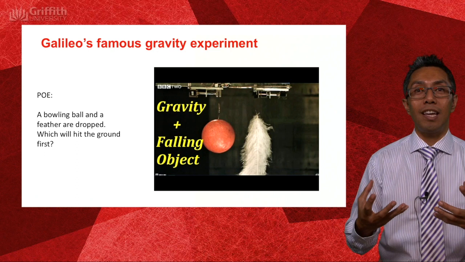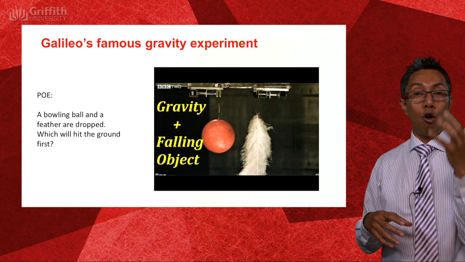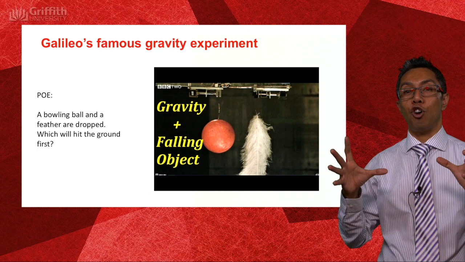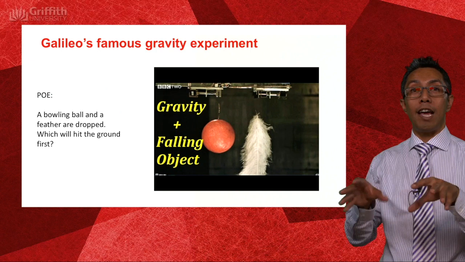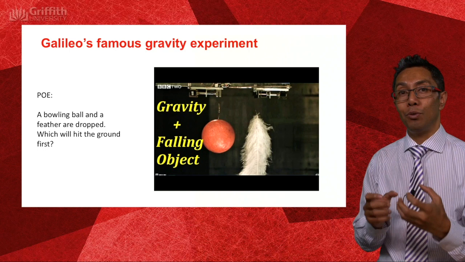So here, this is Professor Brian Cox. So they went into a great big vacuum room, and they got literally a bowling ball and an ostrich feather, and they dropped them from the top of this dome, and they collected their data. So if you haven't seen this video before, go ahead, make a prediction about whether the bowling ball or the ostrich feather is going to hit the ground first. Watch the video, collect your data, and see if you can puzzle through why you observed what you observed.